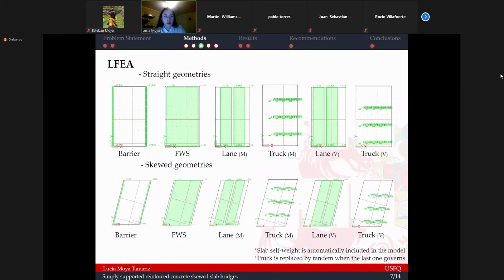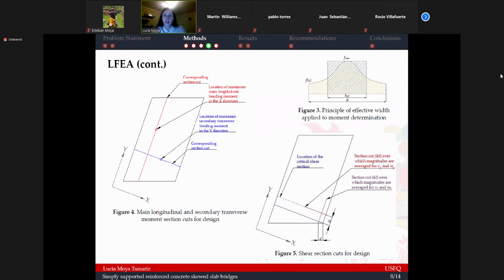And then moving on to the linear finite element analysis, this is the loading that we applied. On the top, you can see the loading for the straight geometries, and here on the bottom for the skewed geometries. Also, something important to mention here is that this type of software does not consider any sort of interior and exterior strips, but it rather analyzes the slab as a whole. And now I'm going to mention how we got the design moments and shears when using linear finite element analysis, because it is not as evident as for the simplified procedures.